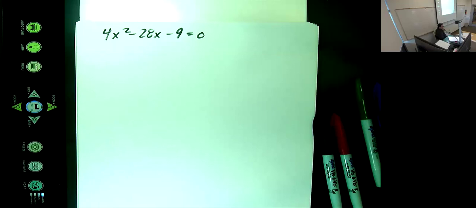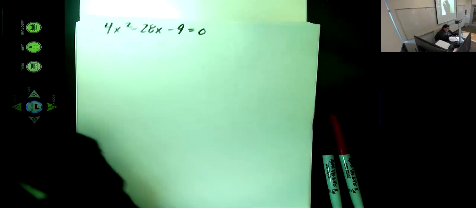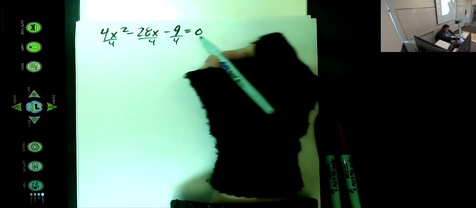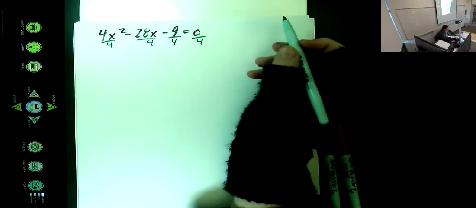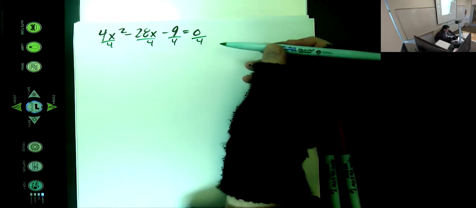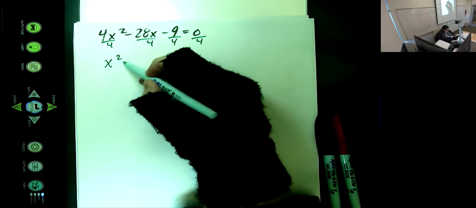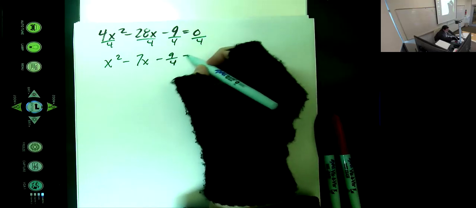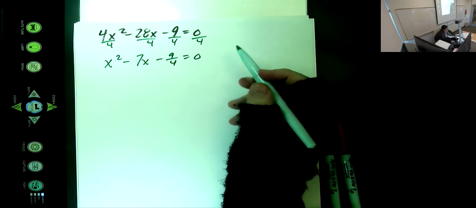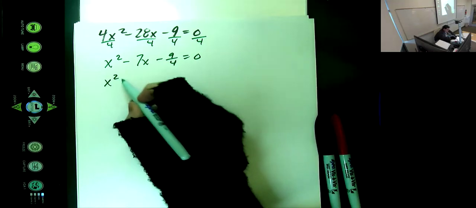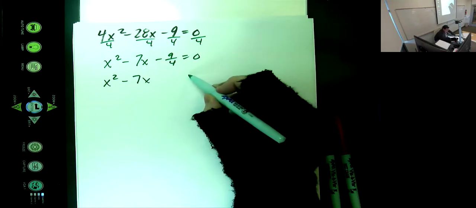Alright. Divide by a. Divide by 4. Divide everything by 4. If you've already moved the 9, that's fine, but everything gets divided by 4, even the 0. Doesn't do anything to the 0, but it's worth showing, because people forget to do it to both sides. And I'm gonna move that 9/4 to the other side by adding it.